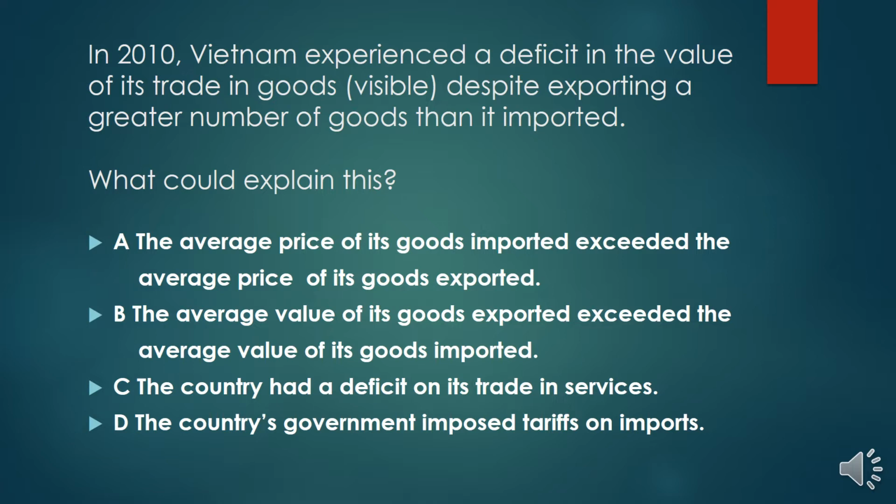Then option C says the country had a deficit on its trading service. They are saying that the particular country will have a trading service deficit. And option D, the country's government imposed a tariff on imports. So these are the 4 options they have given. This question is very simple if you read it and understand it very clearly. Okay, let's check how the answer came.